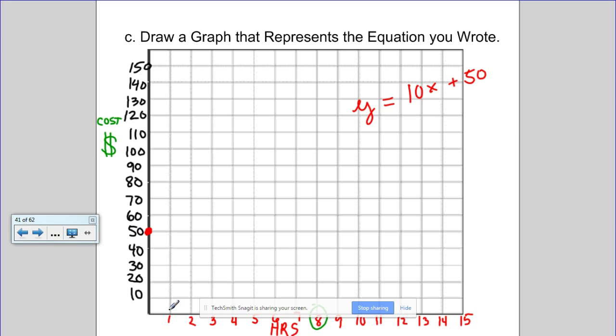After 1 hour, it costs us $50 plus 10 more, so that's going to cost us $60. After 2 hours, it's going to cost us $70. 3 hours, it'll cost us $80. 4 hours, it'll cost us $90. You kind of get the picture here. This is a linear growth. It is going up by $10 every single hourly unit. And our graph will be right here. So in red, y is equal to 10x plus 50.